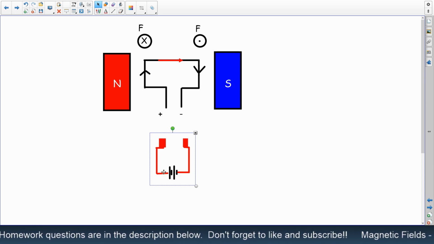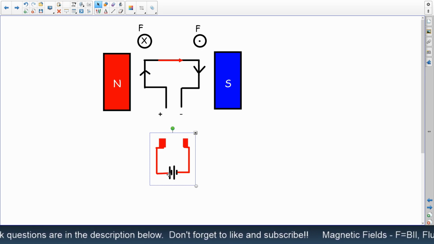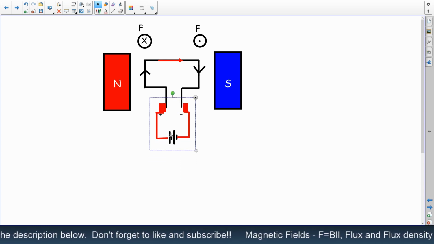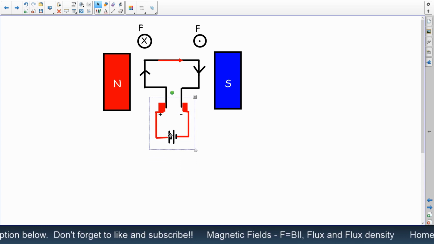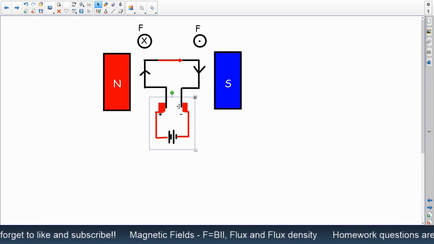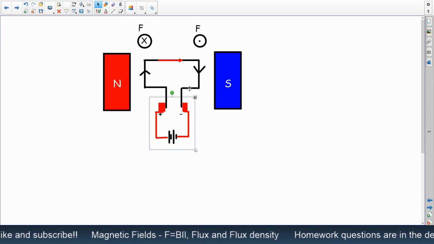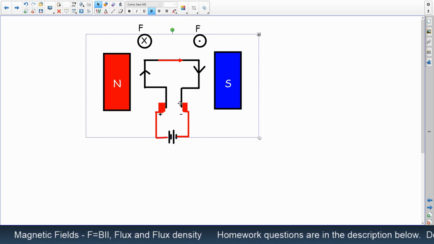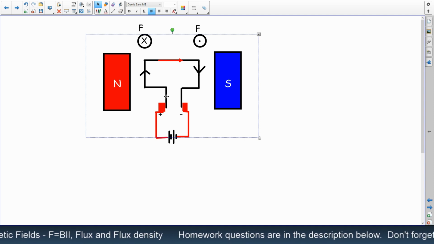We have a battery, positive side, negative side, connected to two little brushes. Okay? And these things just touch these wires here. They aren't actually connected, they just touch them. So that when this starts to turn, all these black bits lose contact and flip over.